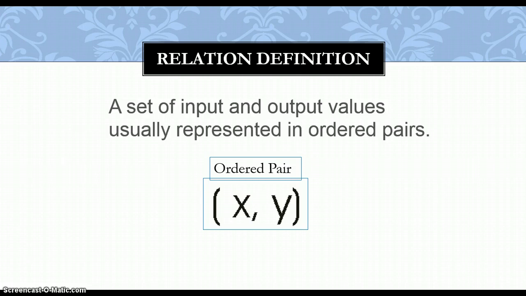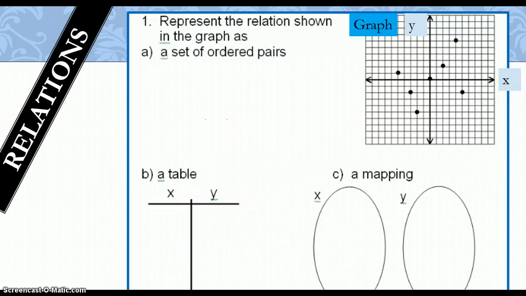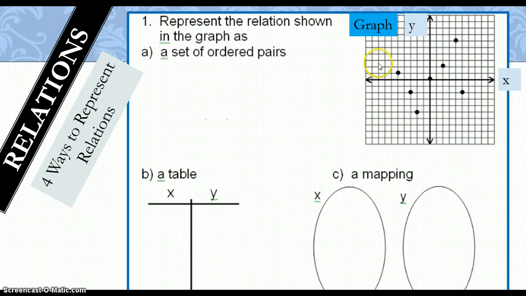An ordered pair is basically an x, comma, a y value. The x represents the input value, the y represents the output value. A relation can be expressed in 4 different ways. One is with the graph, another is with ordered pairs, a table, or a mapping. You can find this in your notes. This should be on the paper that you picked up as you walked into the class.